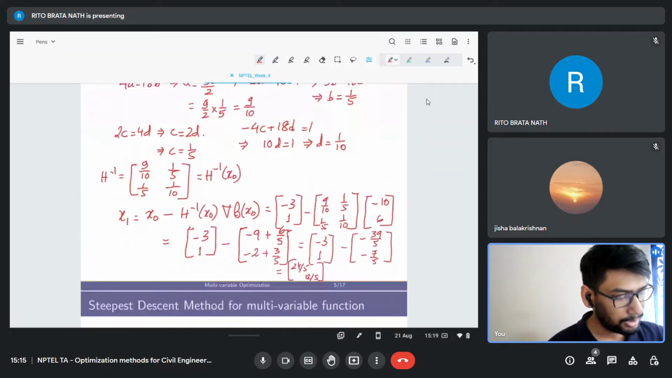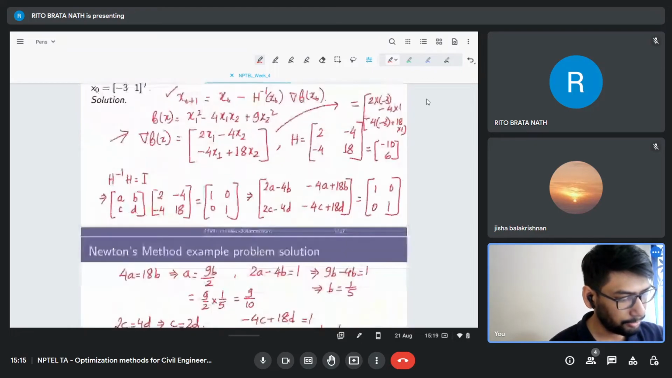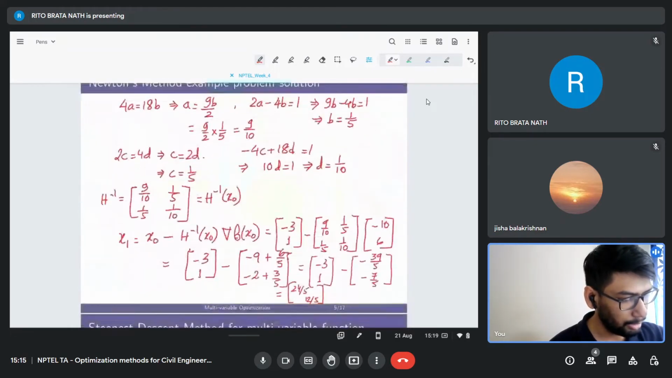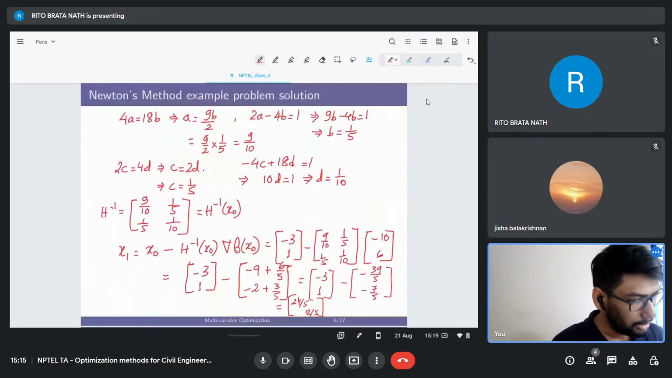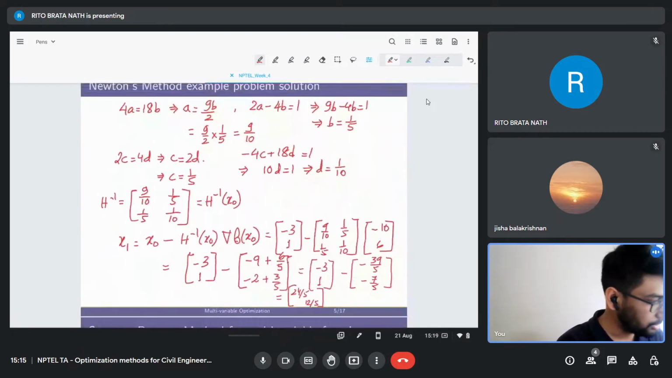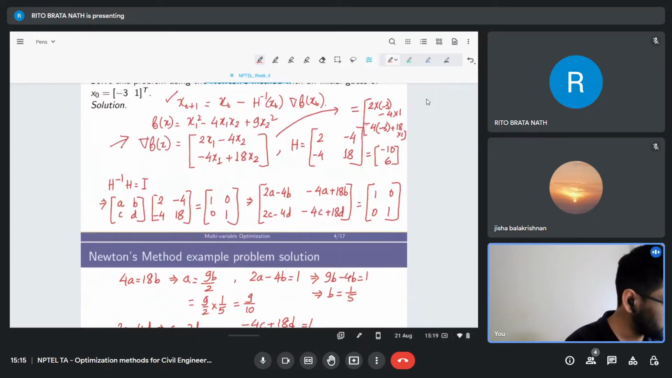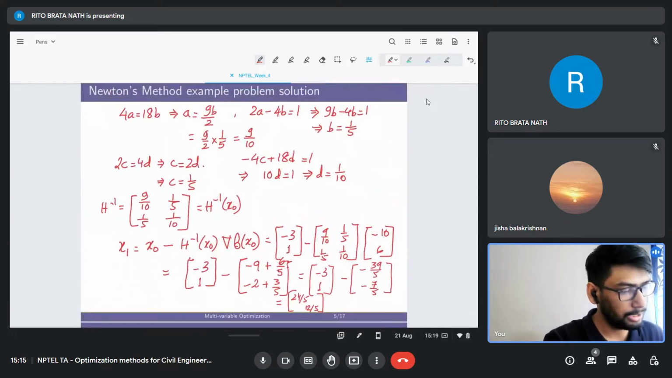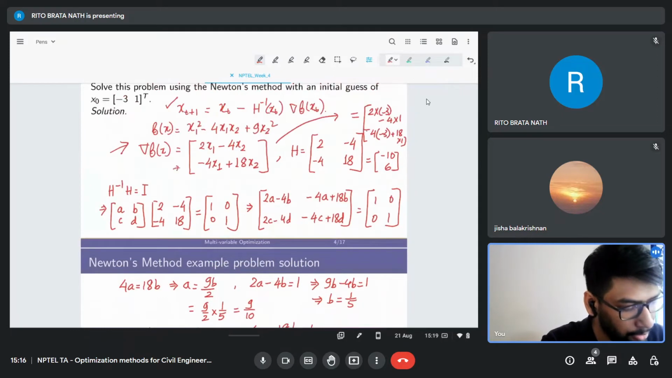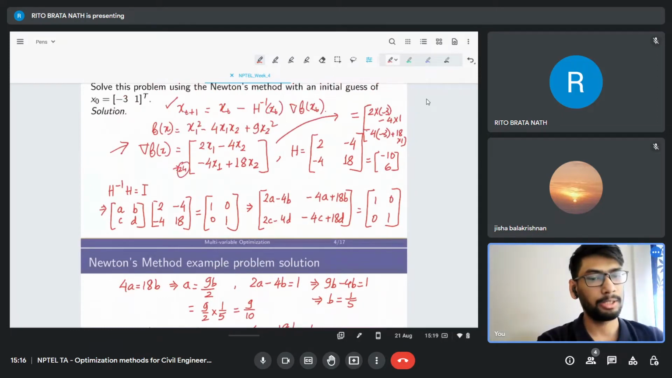So this 2x1 minus 4x2 will probably be 0. Then your minus 4x1 plus 18x2. Let us try to calculate that. So that part won't be 0. So your second term here is not 0. It will in fact be something like 24. So you have not reached optimality yet and you have to go for more iterations.